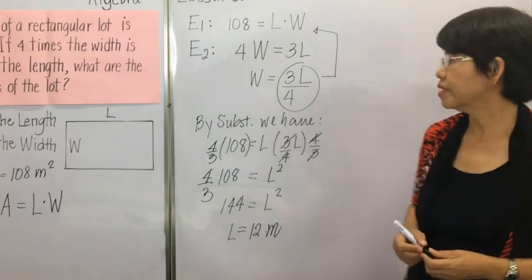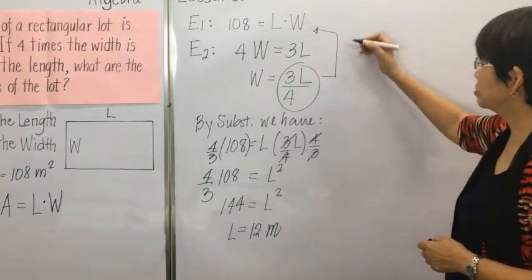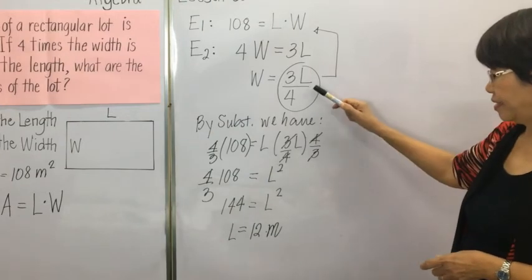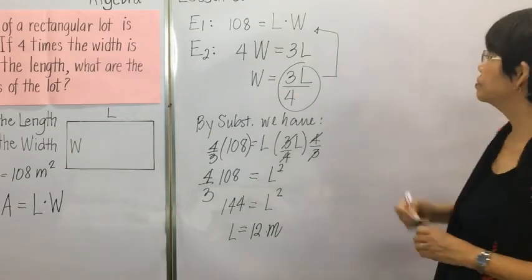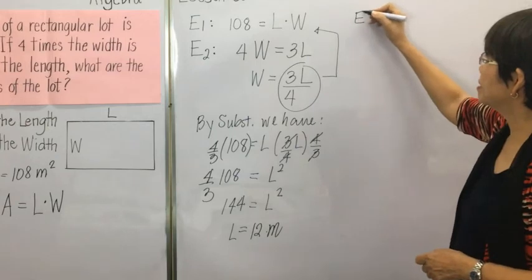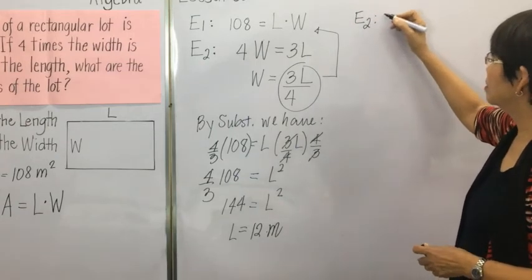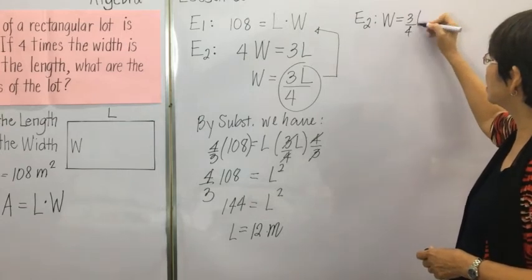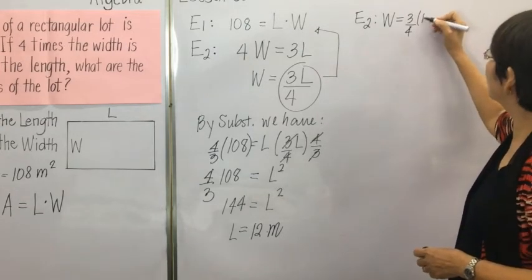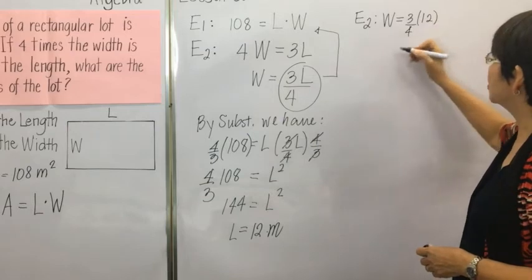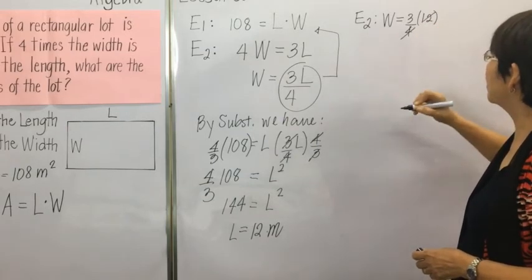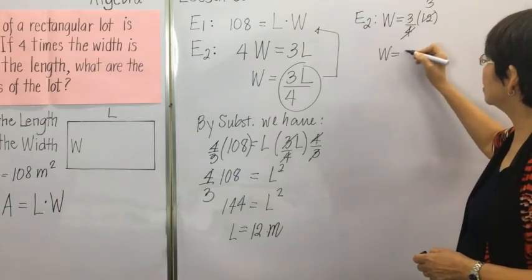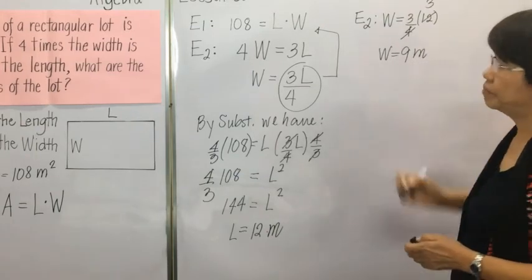Then we will substitute this value to the value of L in equation 2. So using equation 2, we have W is equal to 3/4 times L. 12. 12 divided by 4 is equal to 3. So W is equal to 9 meters.